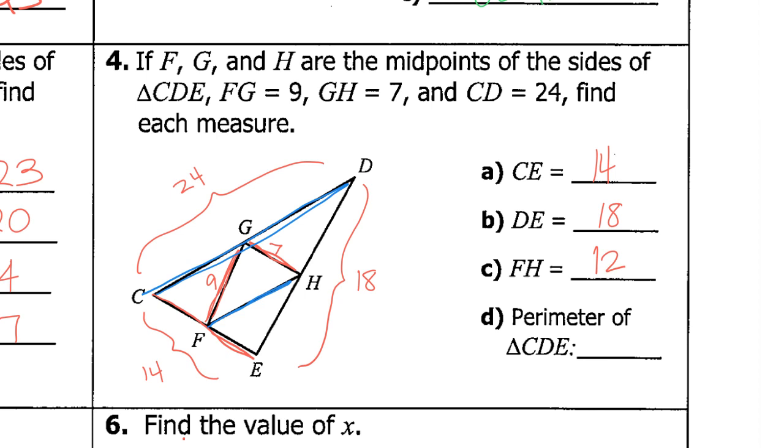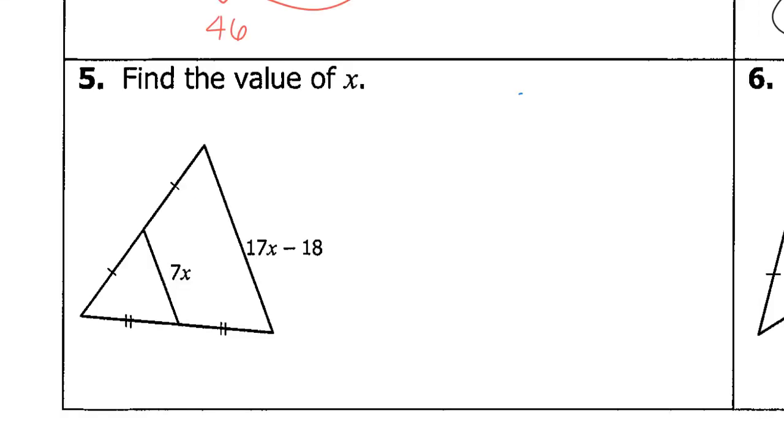Part D wants us to find the perimeter of triangle CDE. Triangle CDE is the large triangle. So for the whole thing, perimeter, you add up all the sides. Therefore, we do 14 plus 18 plus 24. You should get a perimeter of 56.